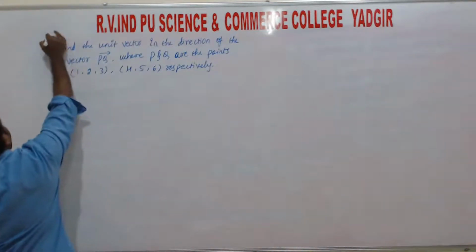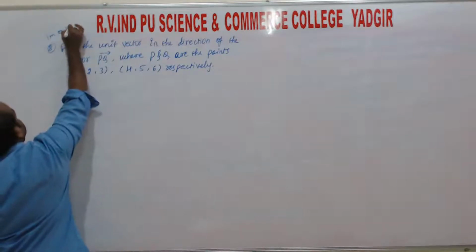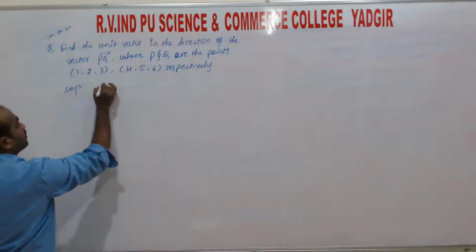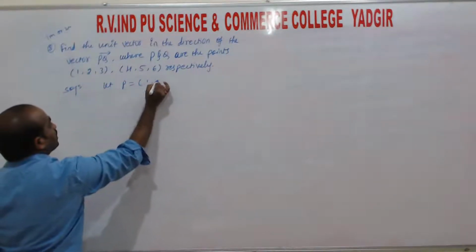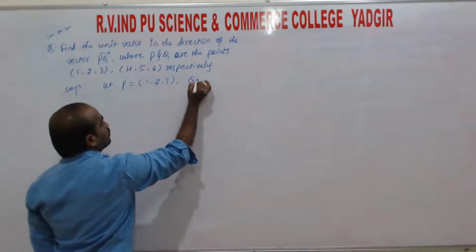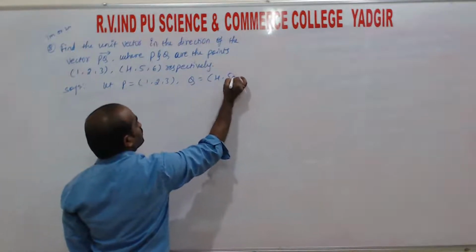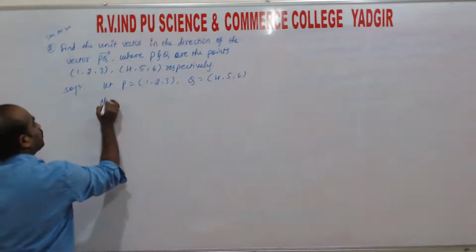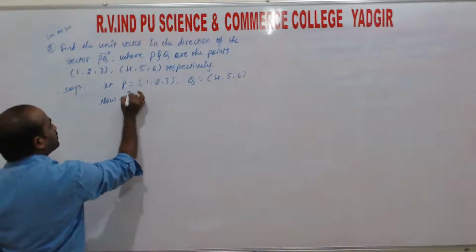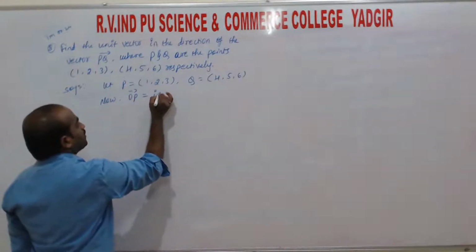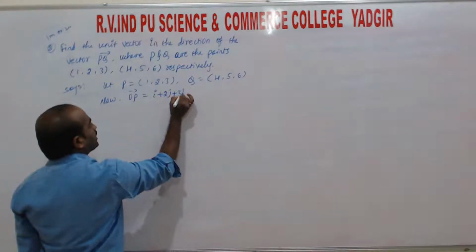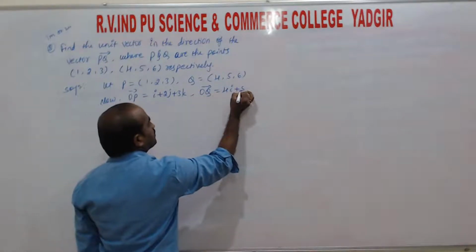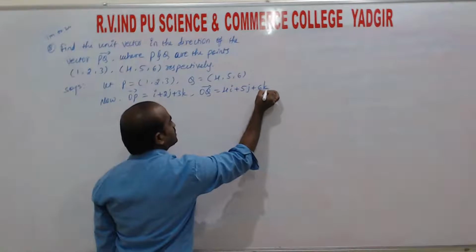This one is also 1 mark or 2 marks in this question. Solution. Now the P point is (1, 2, 3) and the Q point is (4, 5, 6). OP vector is the position vector of the point P with respect to the origin, which is i plus 2j plus 3k. OQ vector is 4i plus 5j plus 6k.